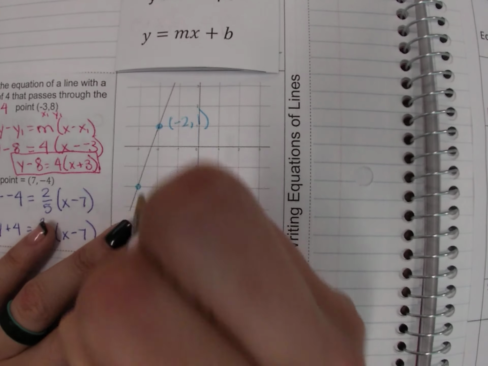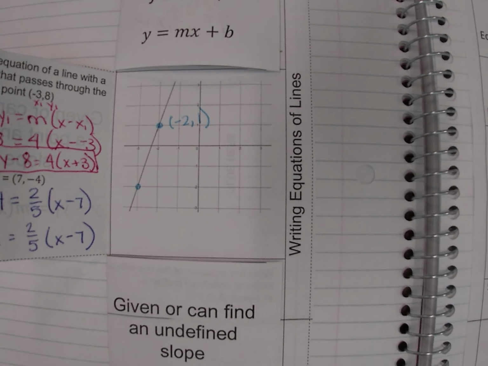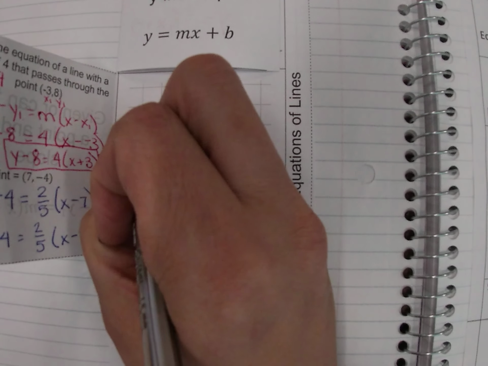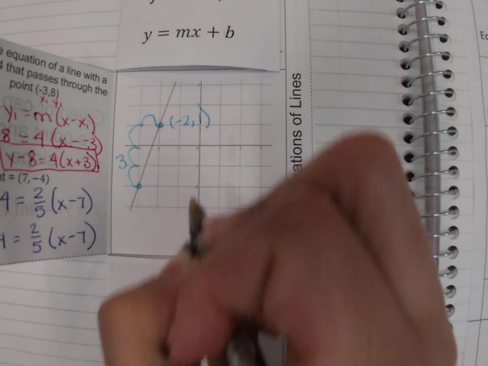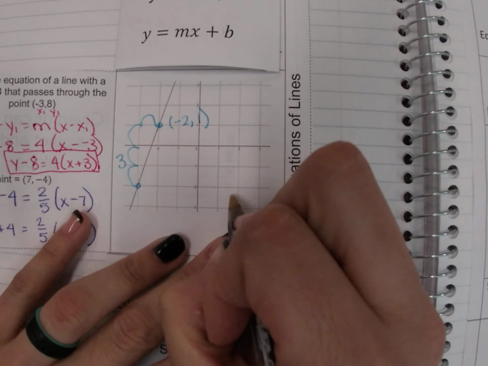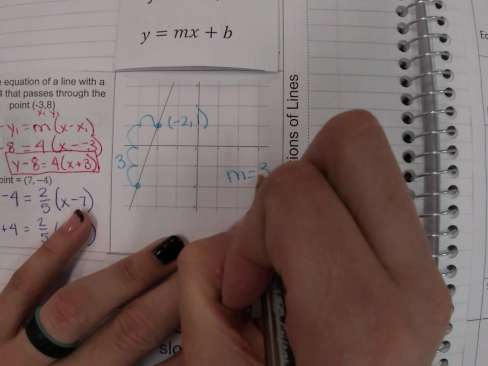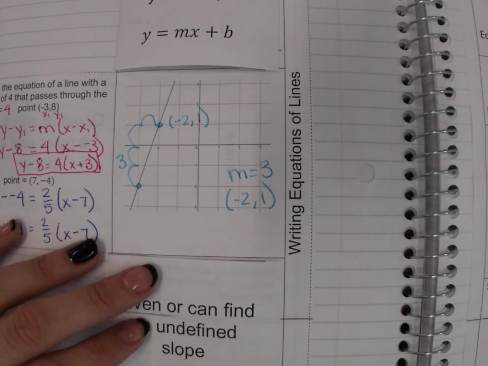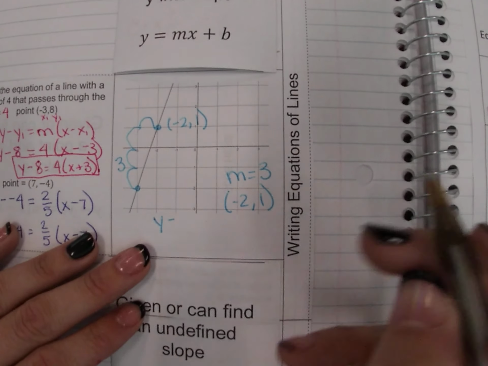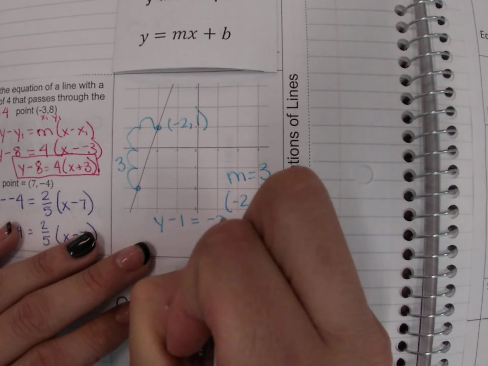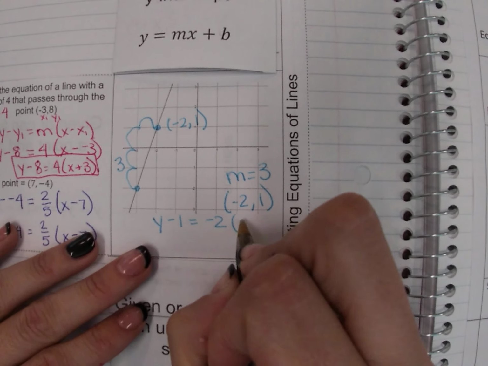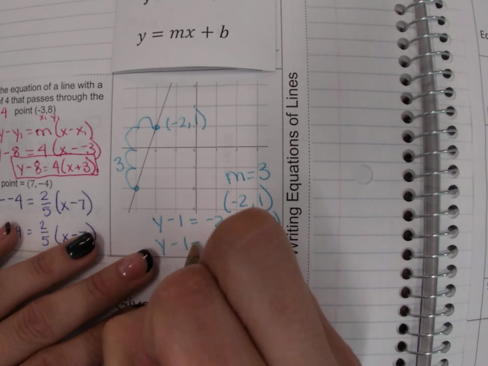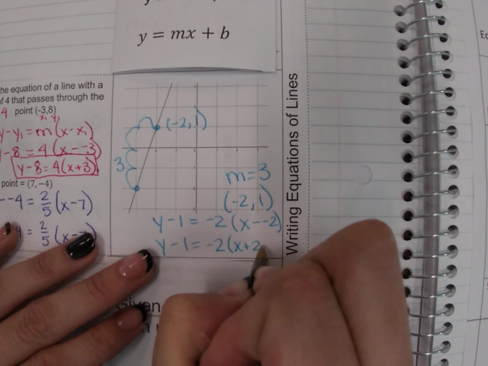We then need a second point to be able to find the slope. Okay, so if I count my slope, I'm going to go up 1, 2, 3, and over 1. So I know that m equals 3 over 1, or 3. And my point is negative 2 comma 1. So I can say y minus 1 equals negative 2 times x minus negative 2. Again, those two negatives turn into a positive.